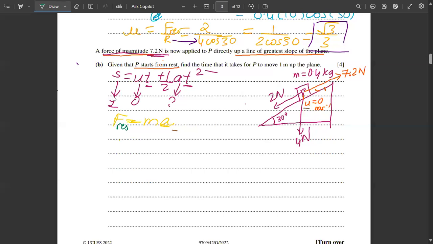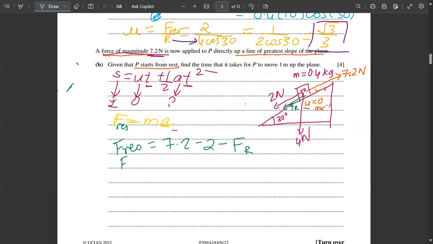The force will be the resistive force. Why? Because there is friction. So friction will lead to a resistive force. Let me draw it correctly right here. Okay, so this is the resistance force, friction. So we learned F resultant is equal to 7.2 minus 2 minus the friction force.